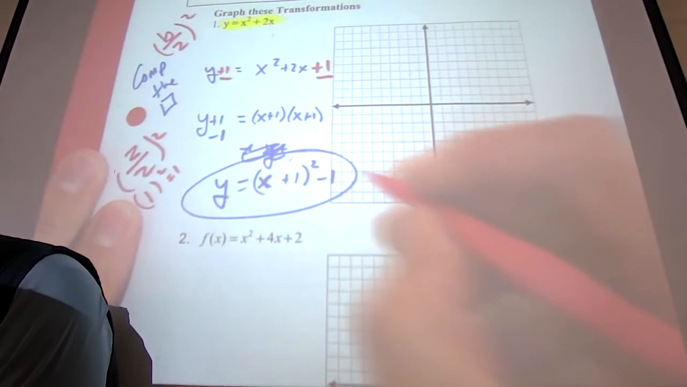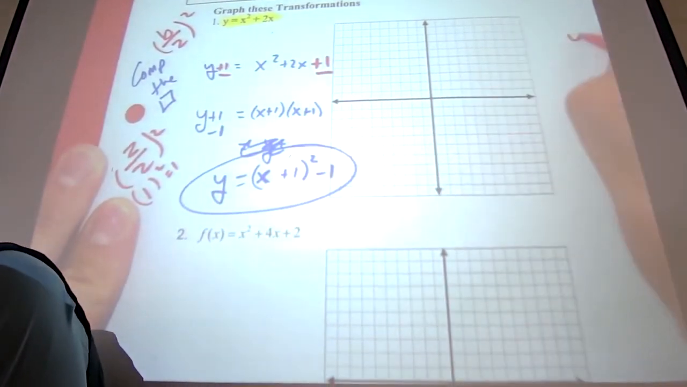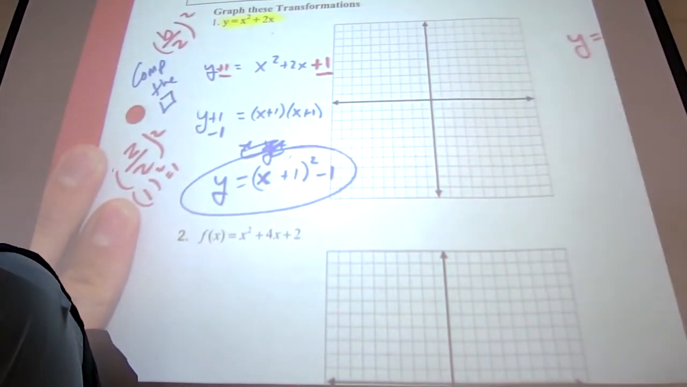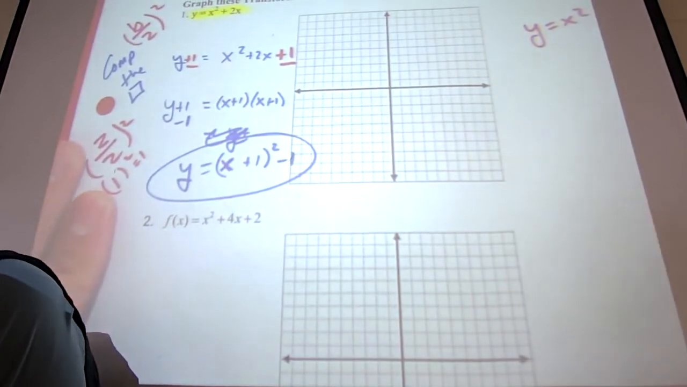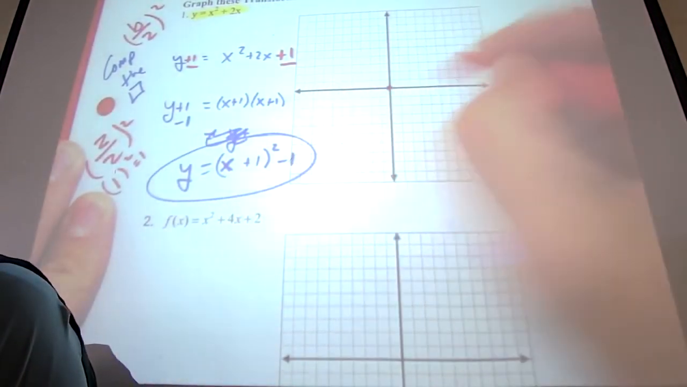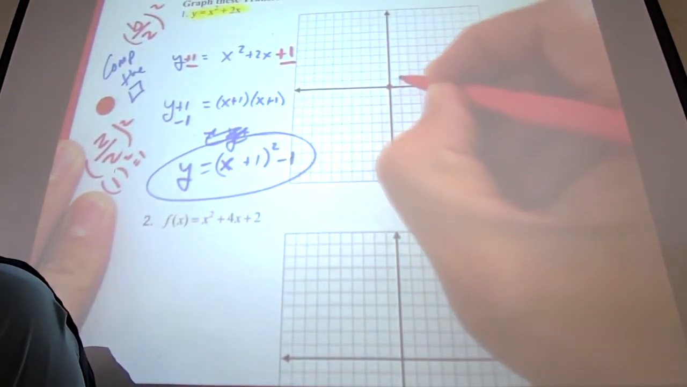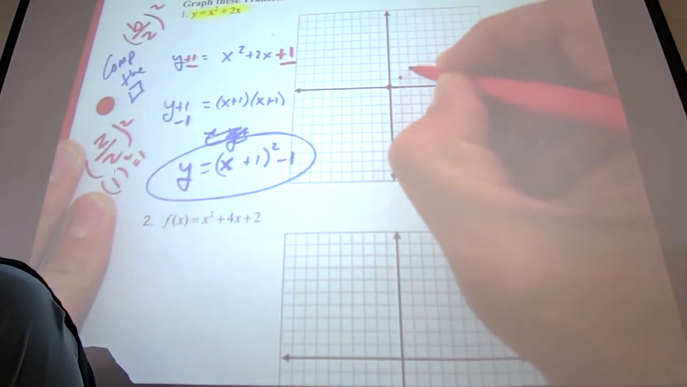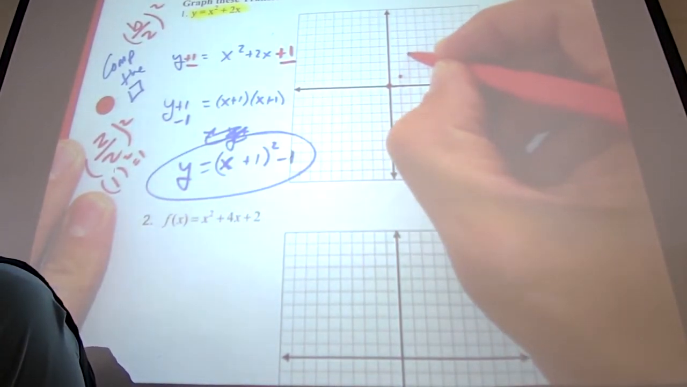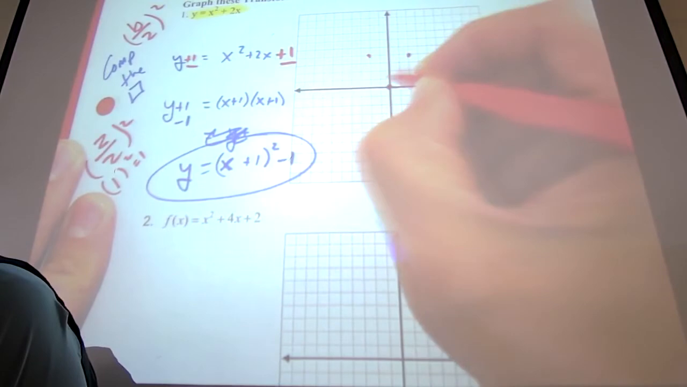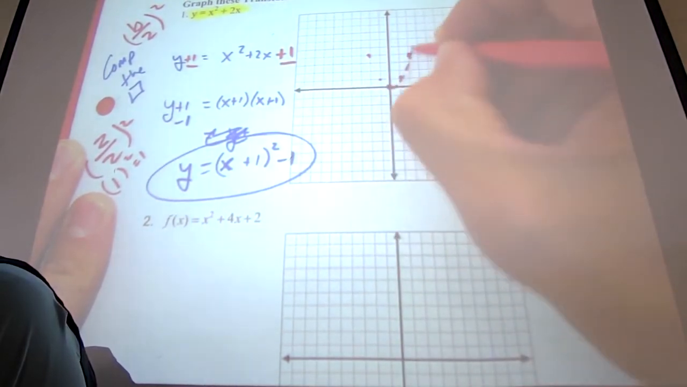Okay? We should know the parent function looks like this, y equals x squared. We know this guy is 0, 0. If I plug in 1, I get 1. If I plug in 2, I get 4. 2, 3, 4. Don't have to do the parent function. It just helps you guys visualize that it's a parabola.